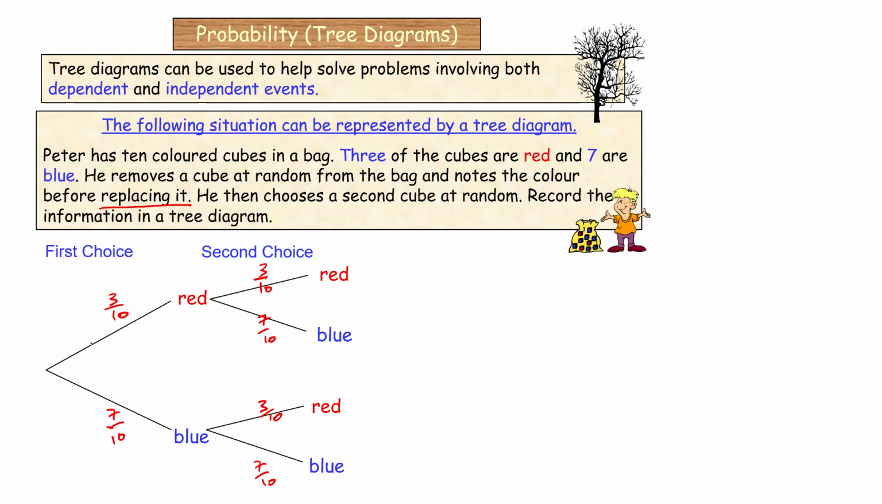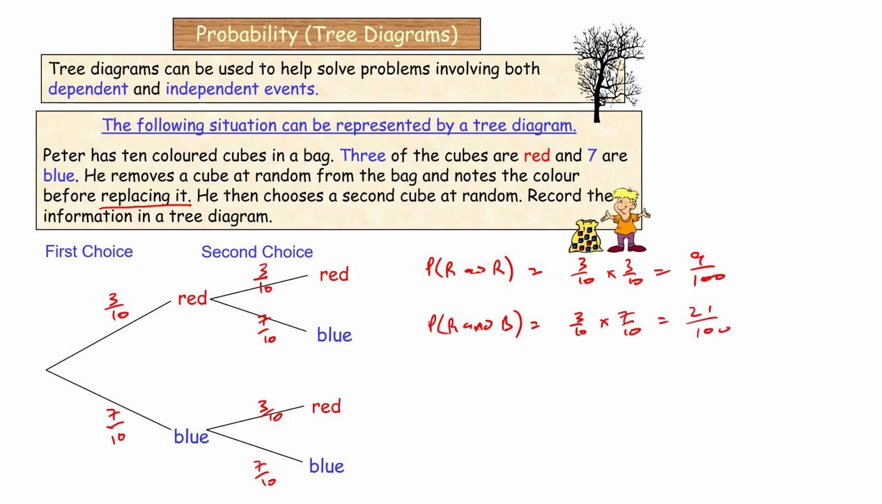Now if we wanted to find out the probability of him selecting a red followed by a red cube, we could write P(red and red) is going to be equal to 3 out of 10 times 3 out of 10, which is 9 out of 100. If he was going to select a red cube followed by a blue cube, the probability of that would be P(red and blue), which would be 3 out of 10 times 7 out of 10, which is 21 out of 100.